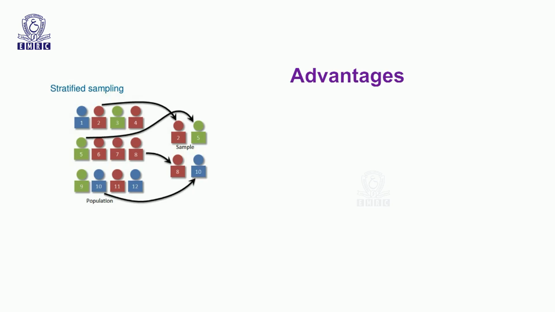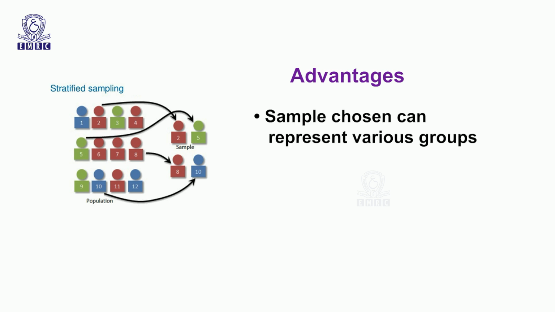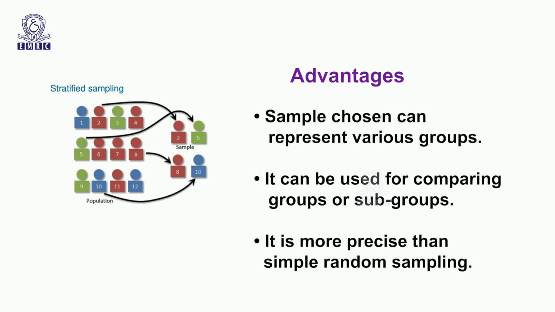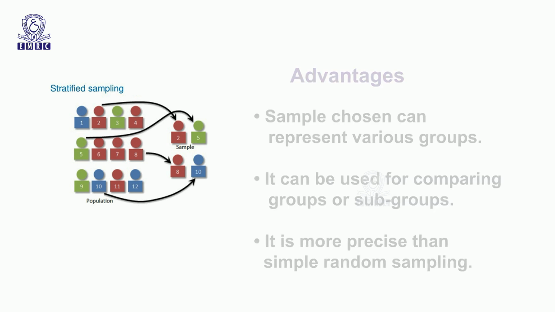Now let us discuss the advantages of stratified random sampling. The samples chosen can represent various groups. It can be used for comparing groups or subgroups. It is more precise than simple random sampling.